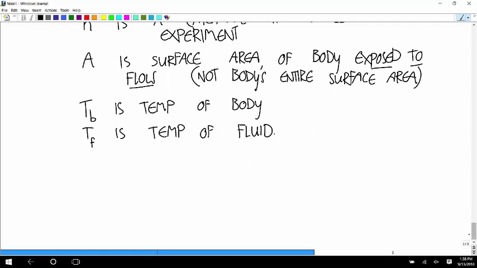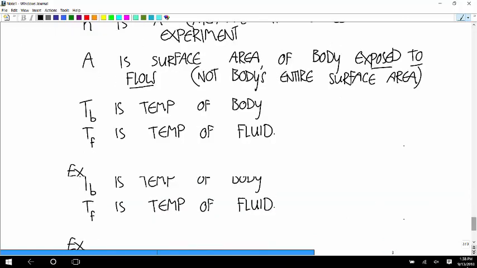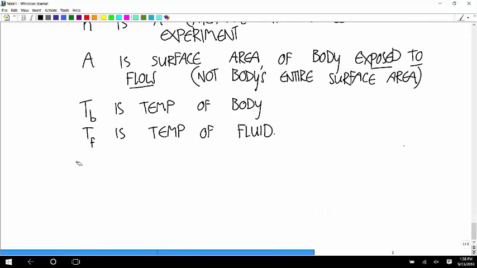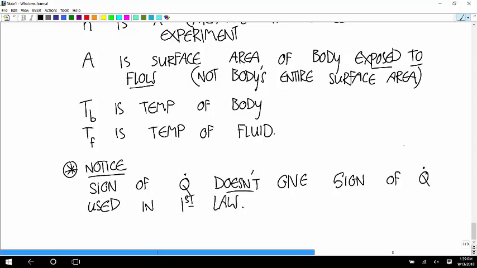Okay, let's do an example. Oh, I said I was going to do this for each one. So notice the sign of Q dot doesn't give the sign of Q dot that you're going to use in the first law. So that's true of all of those.